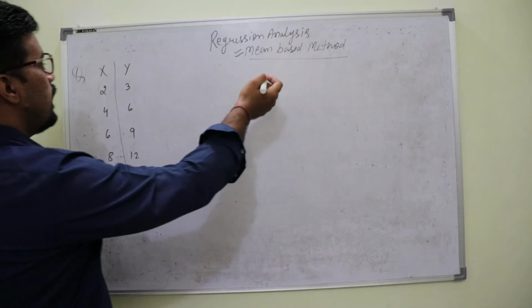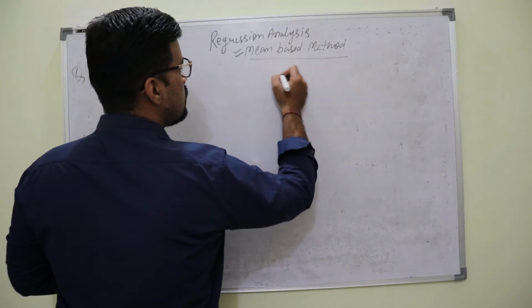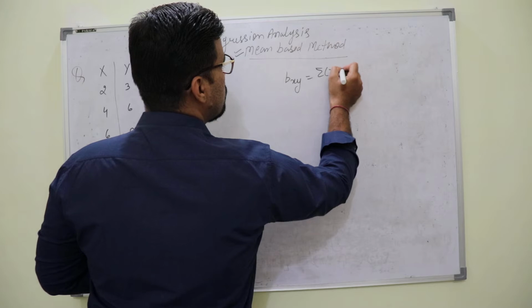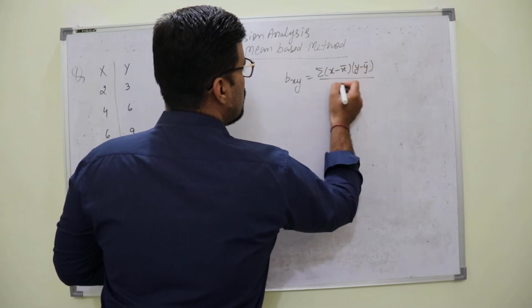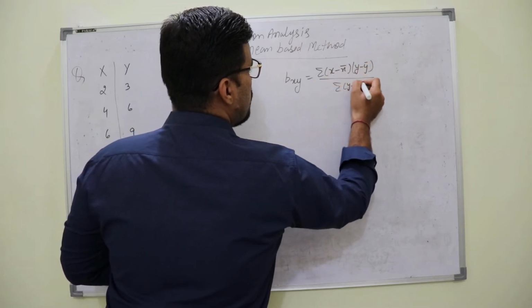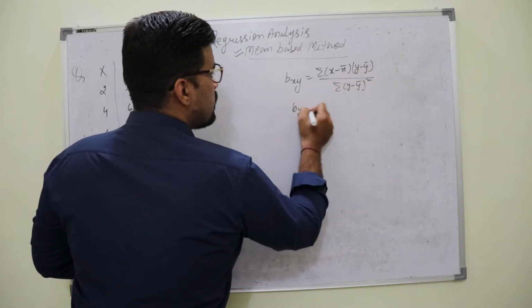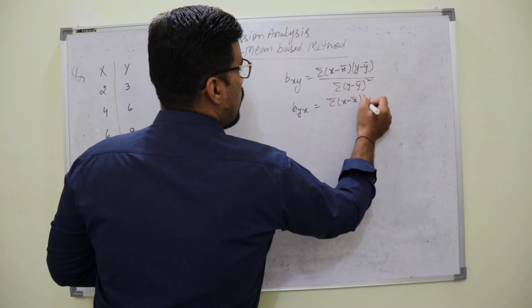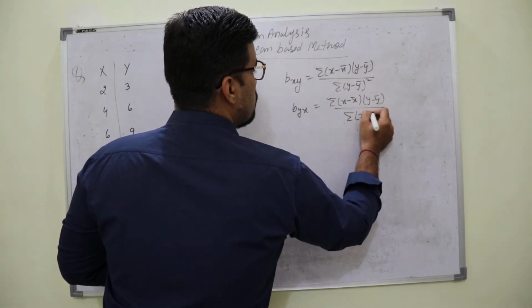So as we have discussed earlier, for mean based method we need to find the regression coefficients. First is bxy, and bxy is sigma x minus x bar, y minus y bar upon sigma y minus y bar square. Sigma means sum, and byx is equal to sigma x minus x bar, y minus y bar upon sigma x minus x bar square.